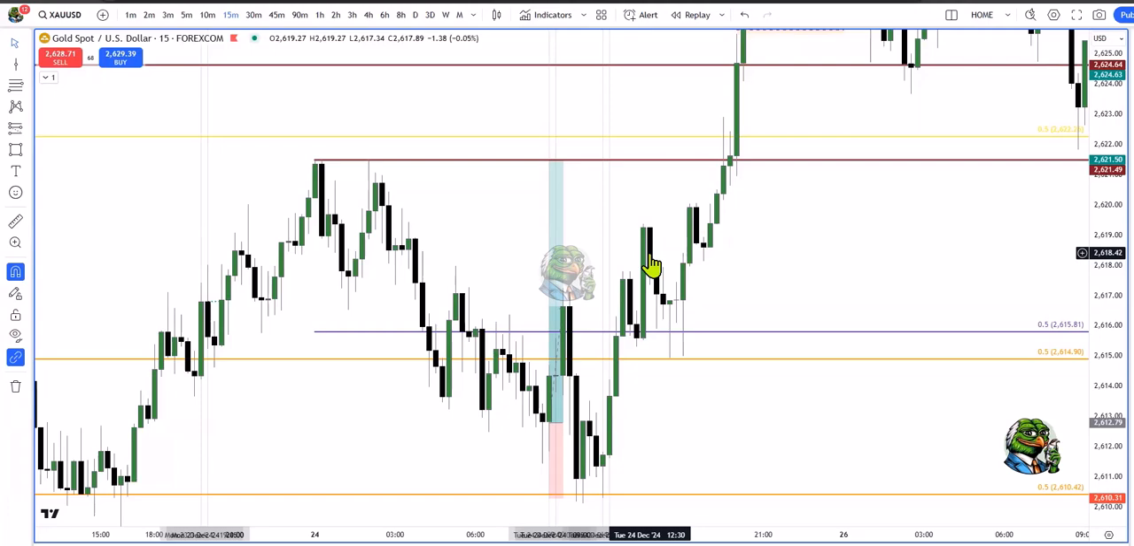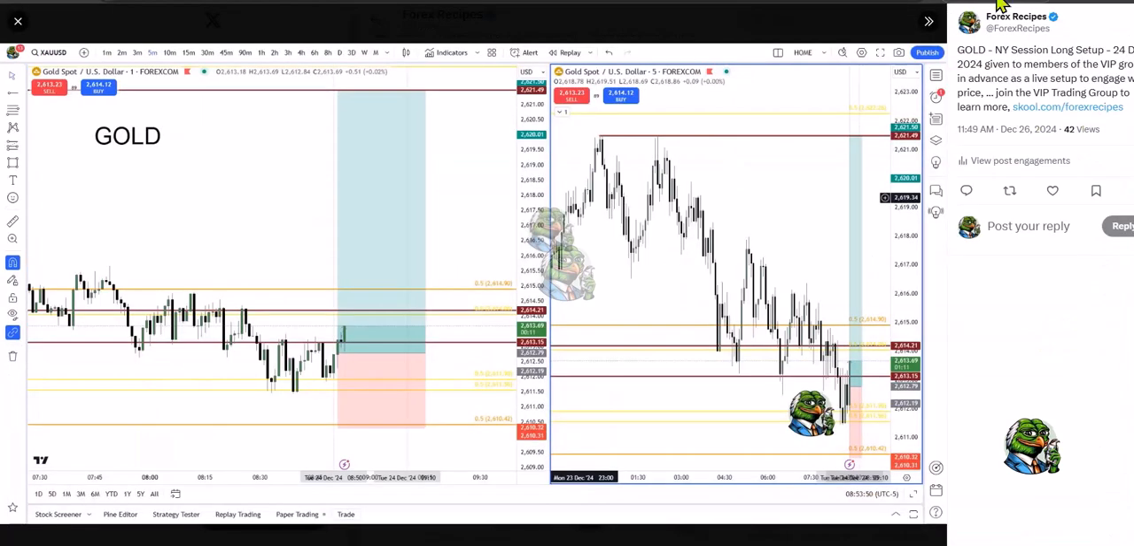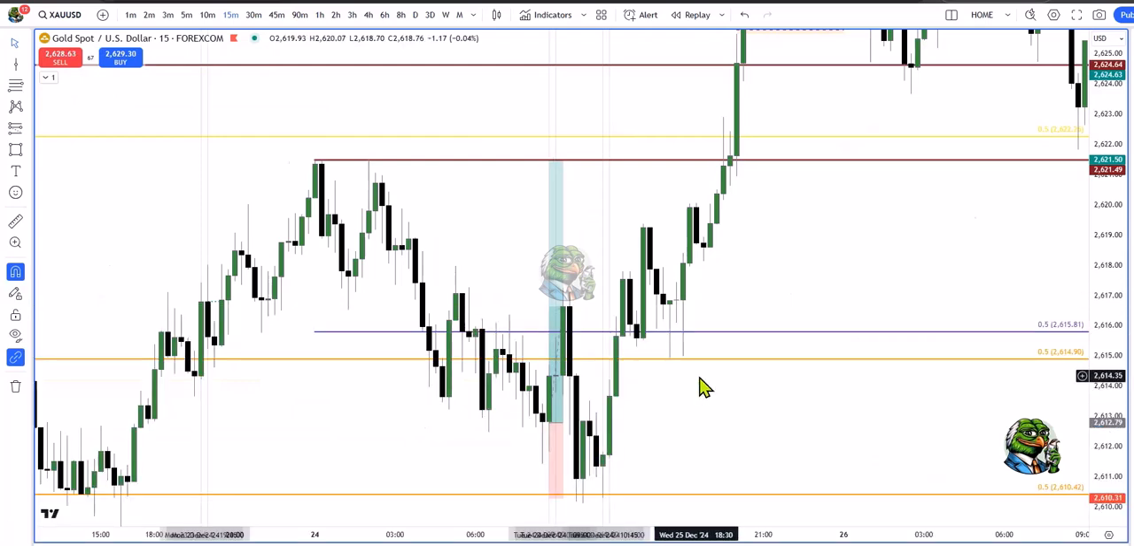Okay, this is a trade that was given to VIP in advance. If I just show you, I think I did post this on Twitter. So this was what VIP received: the entry, stop, and the take profit. That was a sniper entry. Here, what I'm going to show you is on a 15-minute chart how you can also take advantage of similar moves. You don't have to get the exact low, and you don't have to target the exact high to be able to make money in the markets.